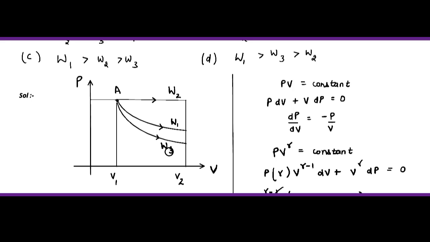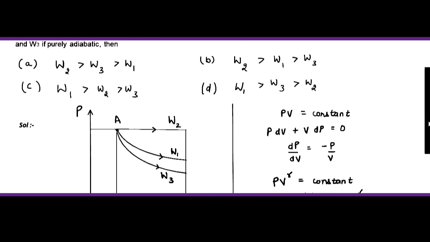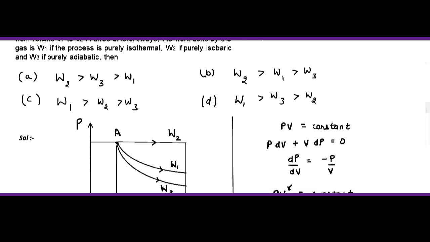एडियाबैटिक हो जाएगा। ओके, सो अब मेरे पास तीनों प्रोसेस को मैंने डिनोट कर लिया है। अब हमें पता है कि जो हमारा वर्क डन होता है वो क्या होता है, एरिया अंडर द कर्व। तो आई कैन क्लियरली सी कि सबसे ज़्यादा एरिया किस कर्व के अंडर आ रहा है, इस कर्व के अंडर आ रहा है। सो W2 सबसे ज़्यादा होगा, और उससे कम एरिया इस कर्व के अंडर, और सबसे कम एरिया इस कर्व के अंडर। तो मैं क्लियरली लिख सकता हूँ दैट W2 इज ग्रेटर देन W1 इज ग्रेटर देन W3। तो आई कैन राइट B option is correct. Okay, thank you.